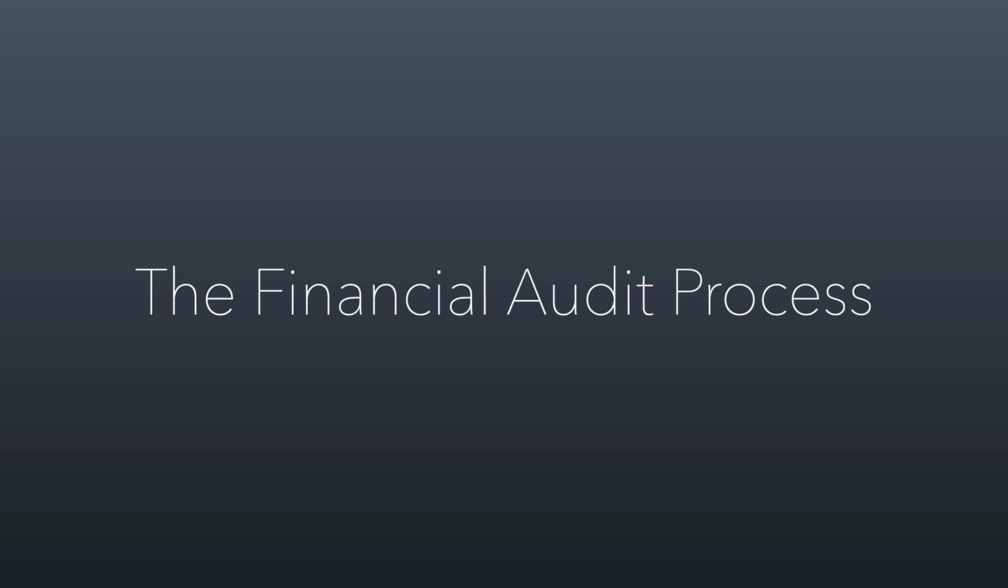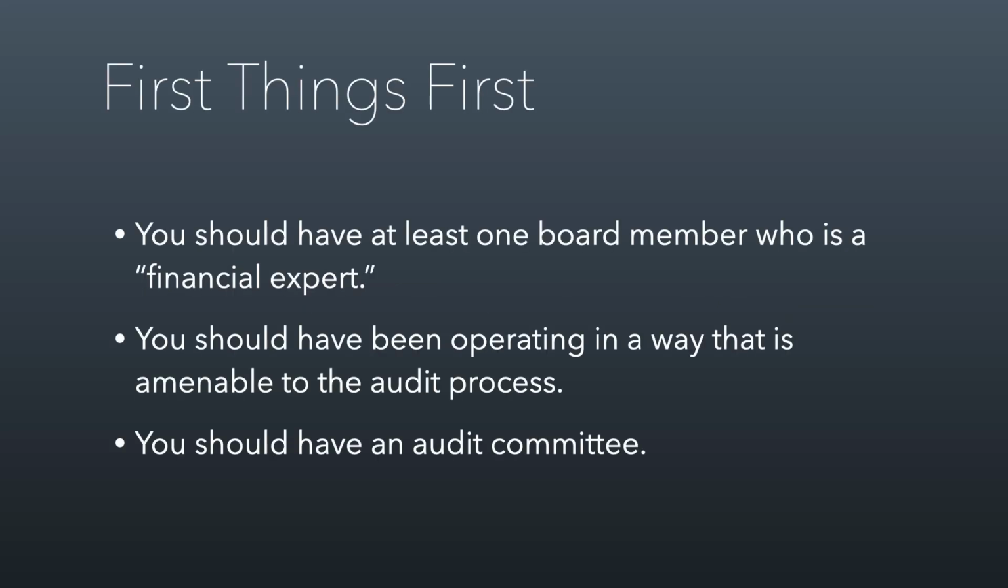All right, let's talk next about the financial audit process. Most large nonprofits should be doing an audit every year. I sit on the board for University Impact, and I just met with our auditors last week at the time I was recording this. And so let me kind of talk through how audits typically work. You should have at least one board member who's a financial expert. We mentioned that in the previous topic. And you should have been operating in a way that's amenable to the audit process. And what I mean is you're keeping good financial records, because that's what they're going to do. An auditor is going to come in and say, hey, we've reviewed their records, we've reviewed their processes, and we can tell you that what they're telling the world about their finances is probably true.